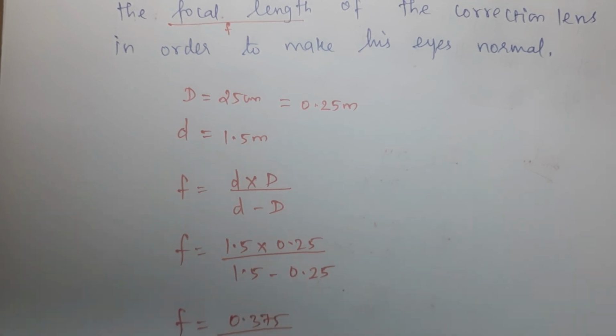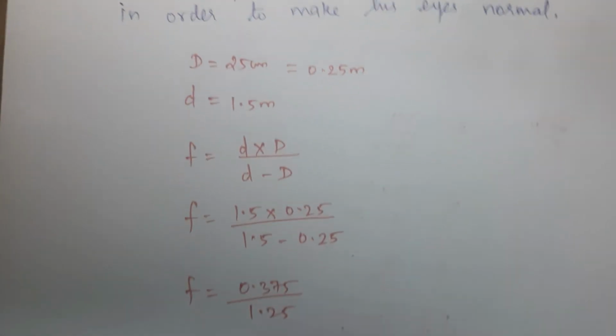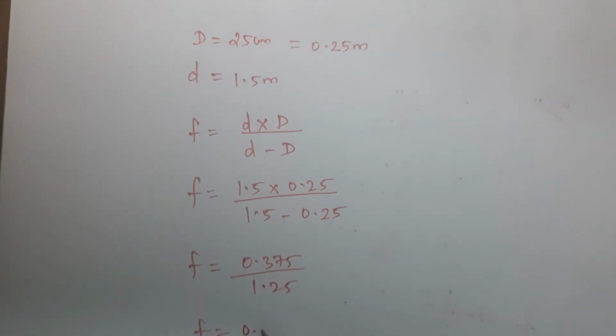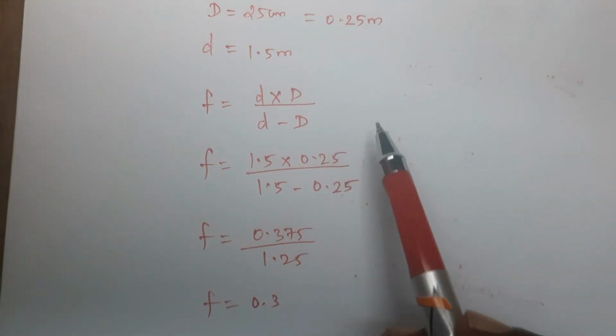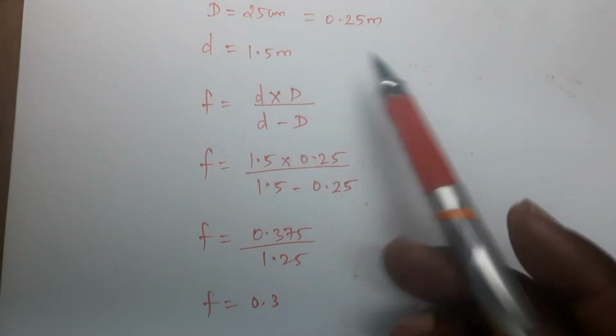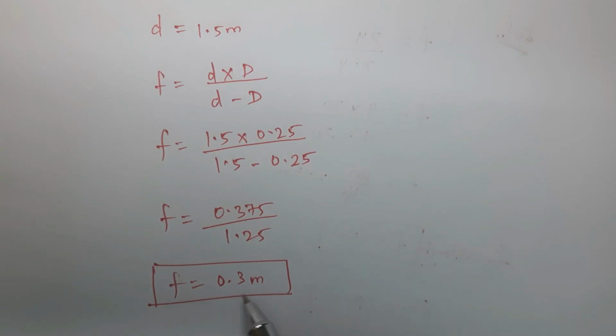Then f is equal to 0.3. Everything is given in meter, so f also has value 0.3 meter. This is the correction lens in order to make his eyes normal.